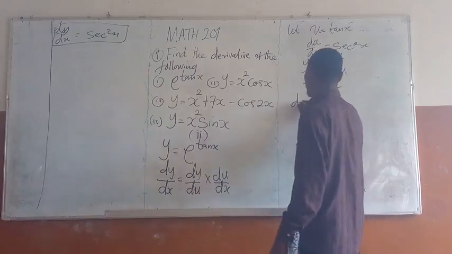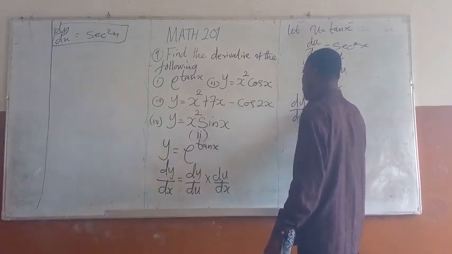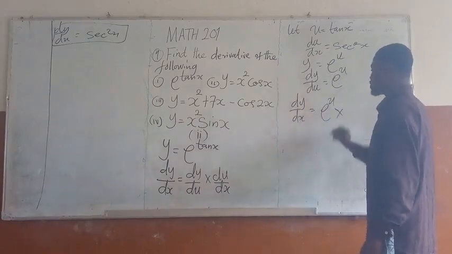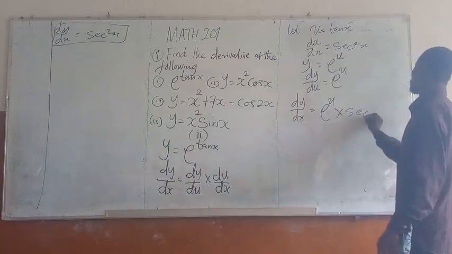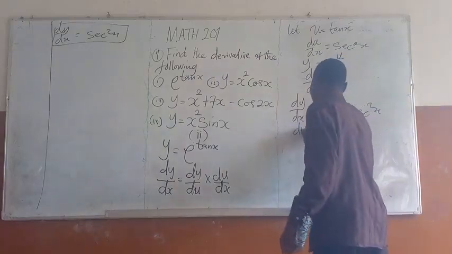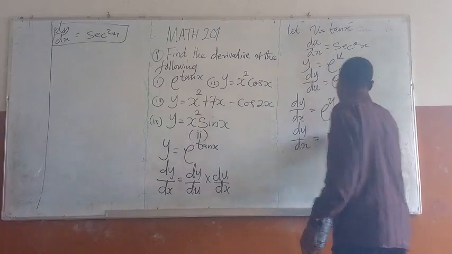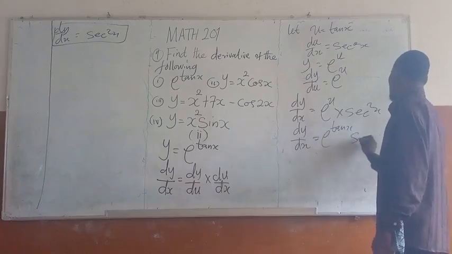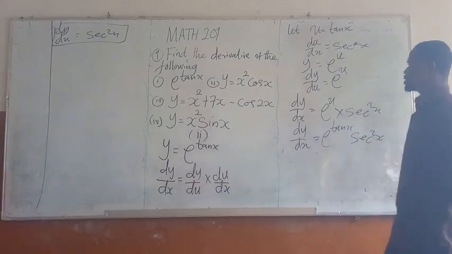We have dy/dx equals dy/du, which is exponential u, times du/dx, which is sec squared x. Then dy/dx is equal to exponential of u, which is tan x, times sec squared x. So this is it.